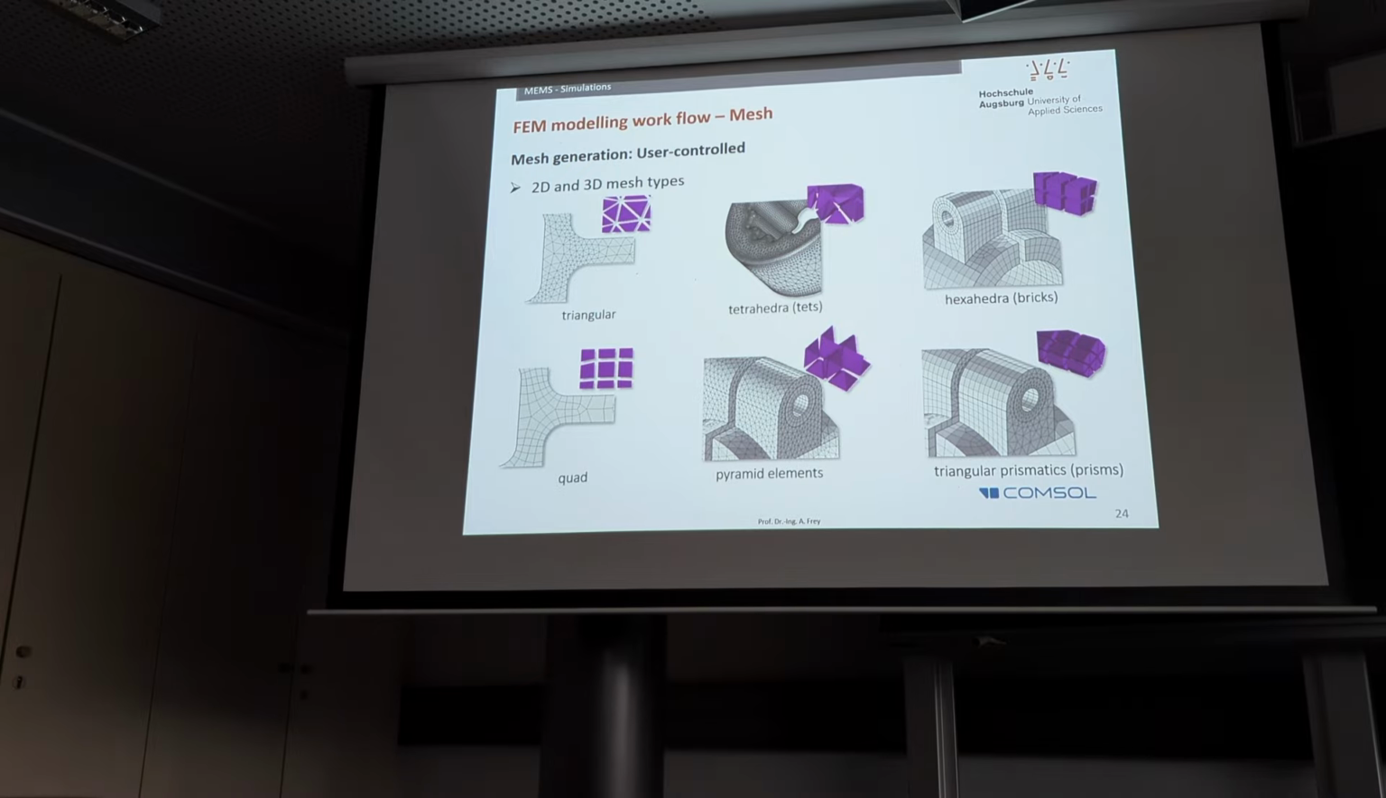In the slides, sometimes you already saw names like prisms. I remember one slide the name prism was mentioned, tetrahedra. The thing is, there are different types of mesh elements you can use during the meshing process. And it makes sense to distinguish between 2D mesh elements and 3D. For 2D, we basically have triangular mesh elements and quad elements.